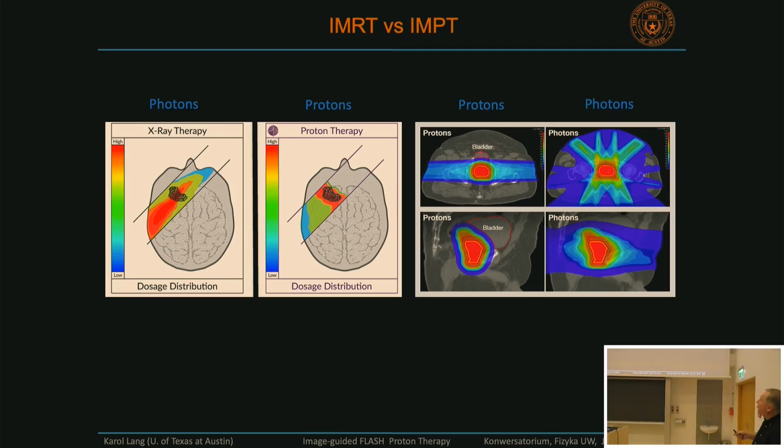Once again, illustrating the difference: protons stop, gammas don't, and similarly here. Essentially, the more color on this right-hand side you see, the worse it is. This is where the toxicity is actually occurring. So protons are fairly well concentrated, while gammas damage beyond cancer tissues.